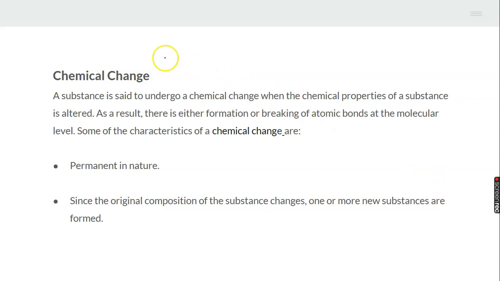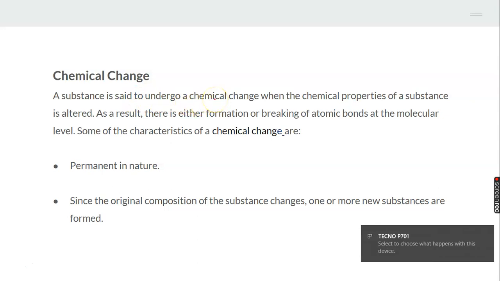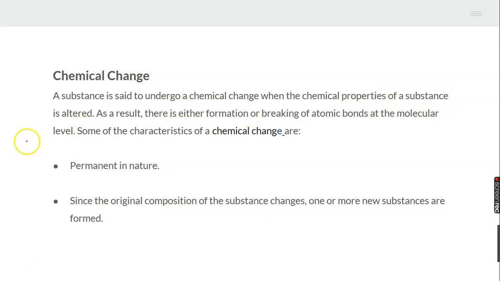When you now talk of chemical change, what's the meaning? A substance is said to undergo what? A chemical change when the chemical properties of a substance are altered. When you alter the composition of what made up the material, then you are talking of chemical change. As a result, there is either formation or breaking of atomic bonds at the molecular level.